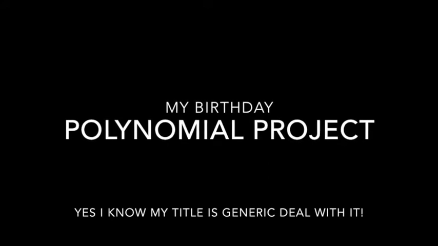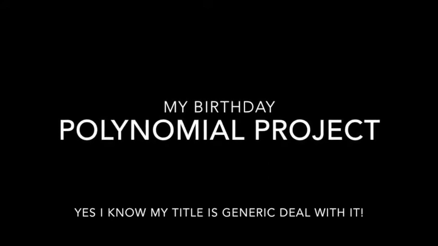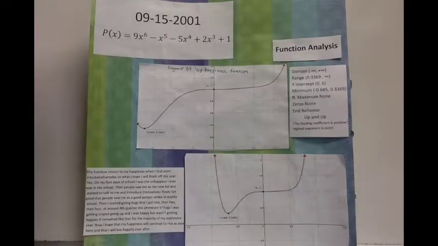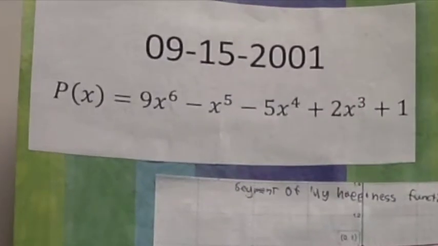This is my birthday polynomial project. This is what my polynomial project looks like. My birthday is on September 15th, 2001. I took those numbers and I lined them up together. After converting those numbers into terms, I came up with this.